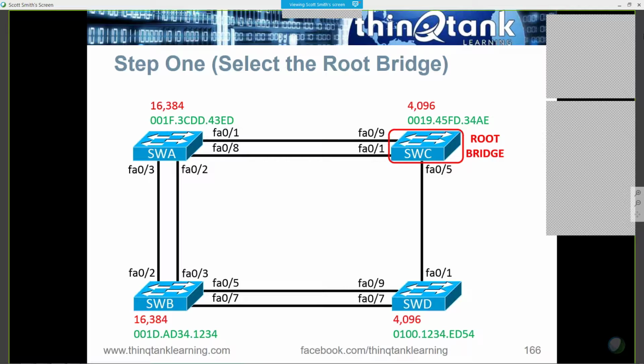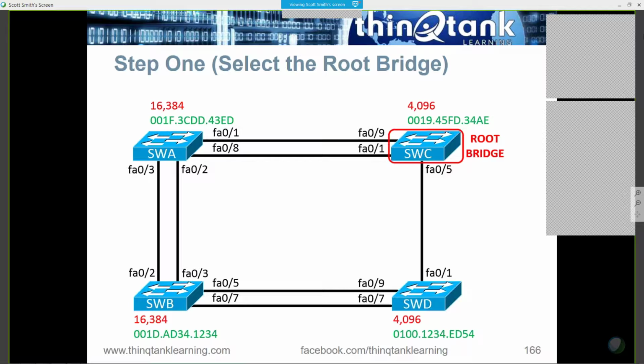Now what about switch A? Am I going to go to the right or am I going to go down? I'm going to go to the right. But here's an issue. Port 1 has a cost of 19. Port 8 has a cost of 19. And I can only choose one of those ports as my root port. How do we handle that?